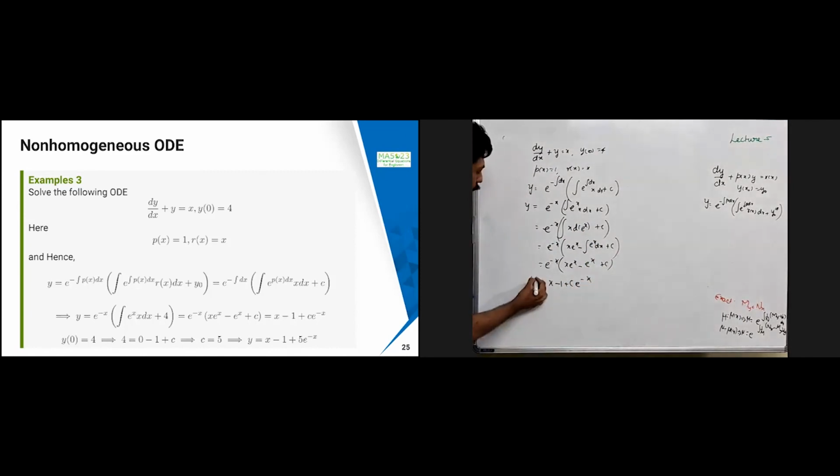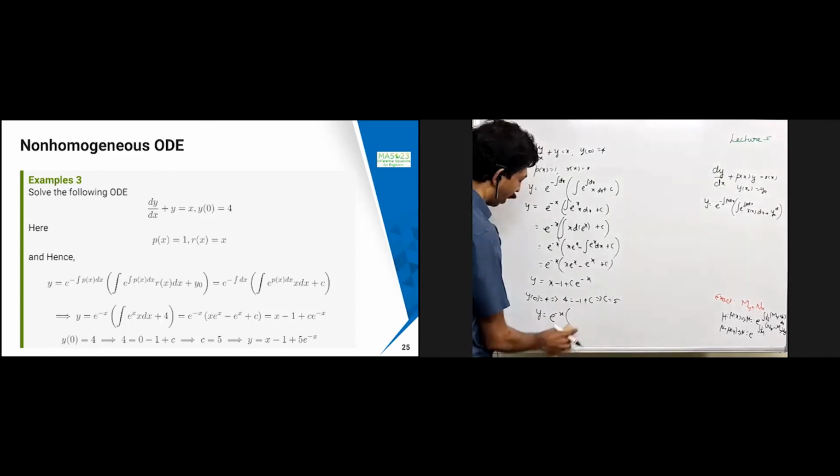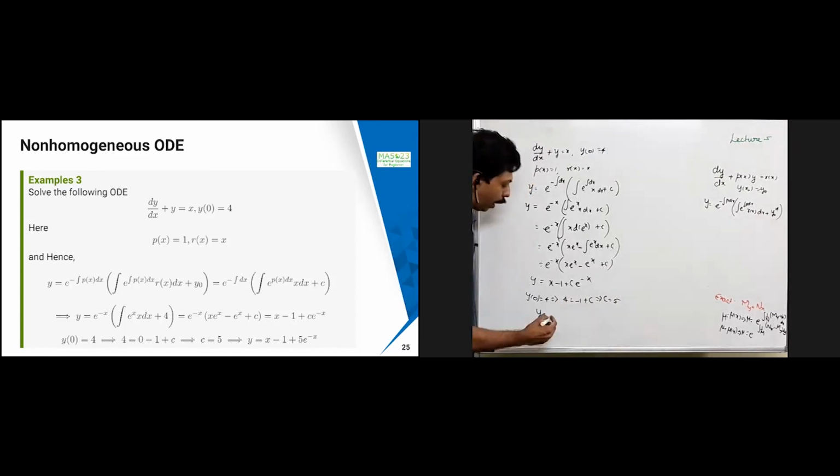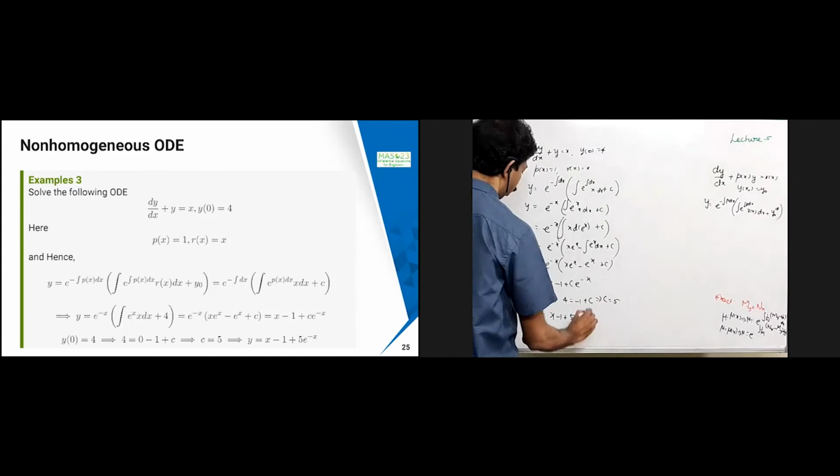So y is this one. Now y of 0 equal to 4, therefore 4 equals minus 1 plus c, which implies c equal to 5. Therefore y is going to be x minus 1 plus 5 into e power minus x. This is going to be your solution.